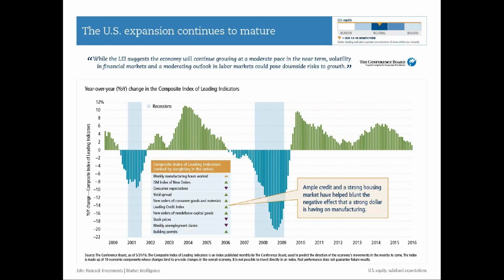The Conference Board, this is available online. It's completely objective. It just looks at these 10 things, sees if they're going up or down and their direction, compiles them, and then comes up with whether the overall economy is expanding or contracting. It goes back on this chart till 2000.